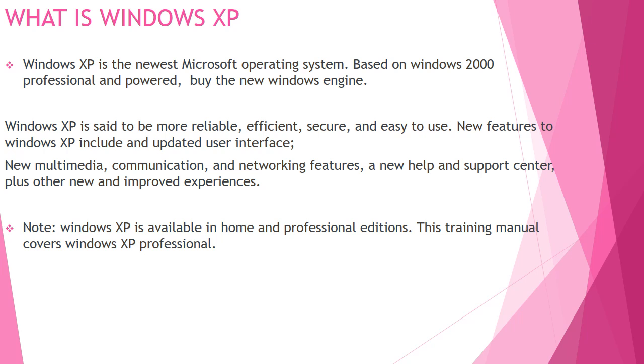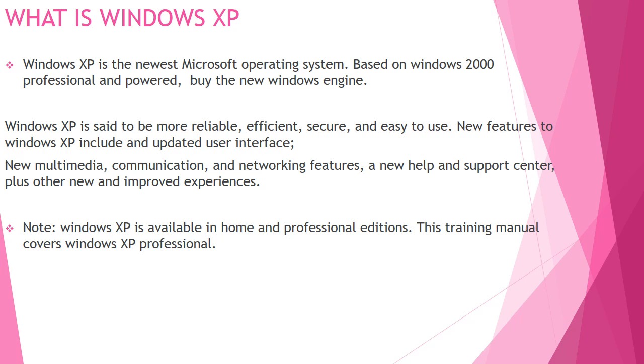So we are now on slide 4, which is known as what is Windows XP. Windows XP is the newest Microsoft operating system, based on Windows 2000 Professional, powered by the new Windows engine. Those are Windows that were more reliable and efficient back then. Due to innovation, we now have newer Windows with more advanced features than Windows XP. So let's look at Windows XP. It's said to be more reliable, efficient, secure and easy to use.